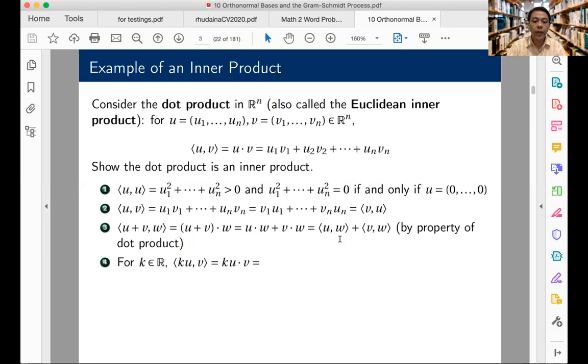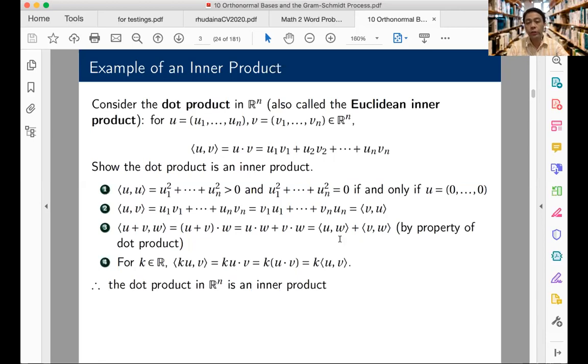Finally, if I have a real value K, the dot product of KU with V is the same as K times the dot product of U with V. This is a property of the dot product. And so by our notation, this is just K times the dot product of U and V. And this satisfies the homogeneity condition.